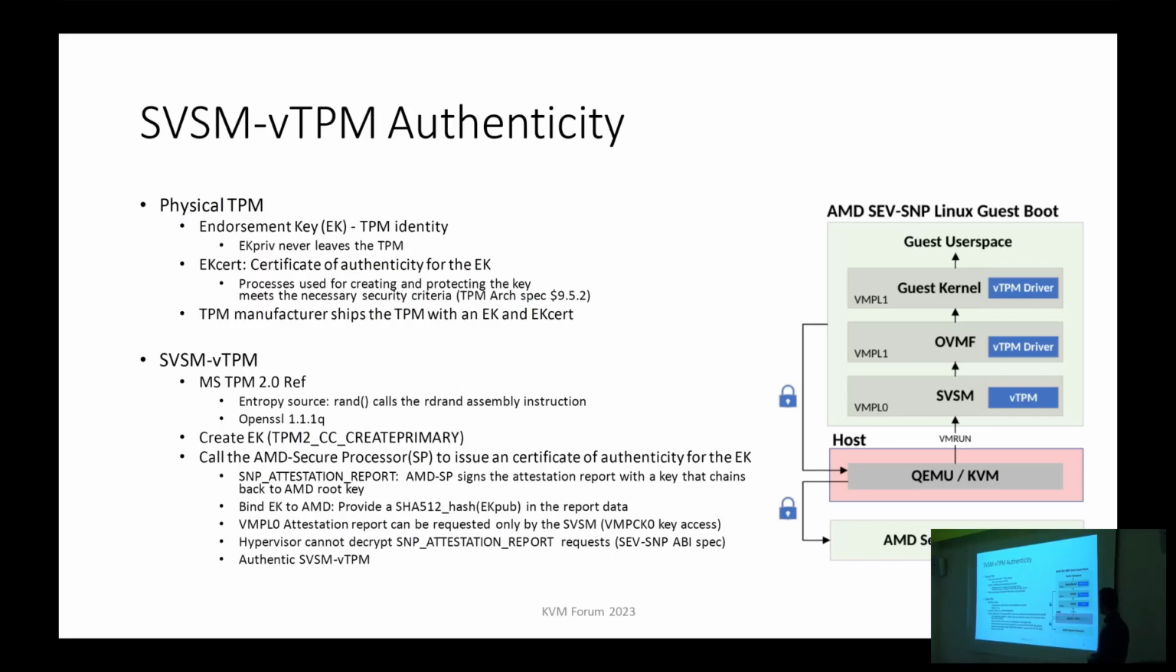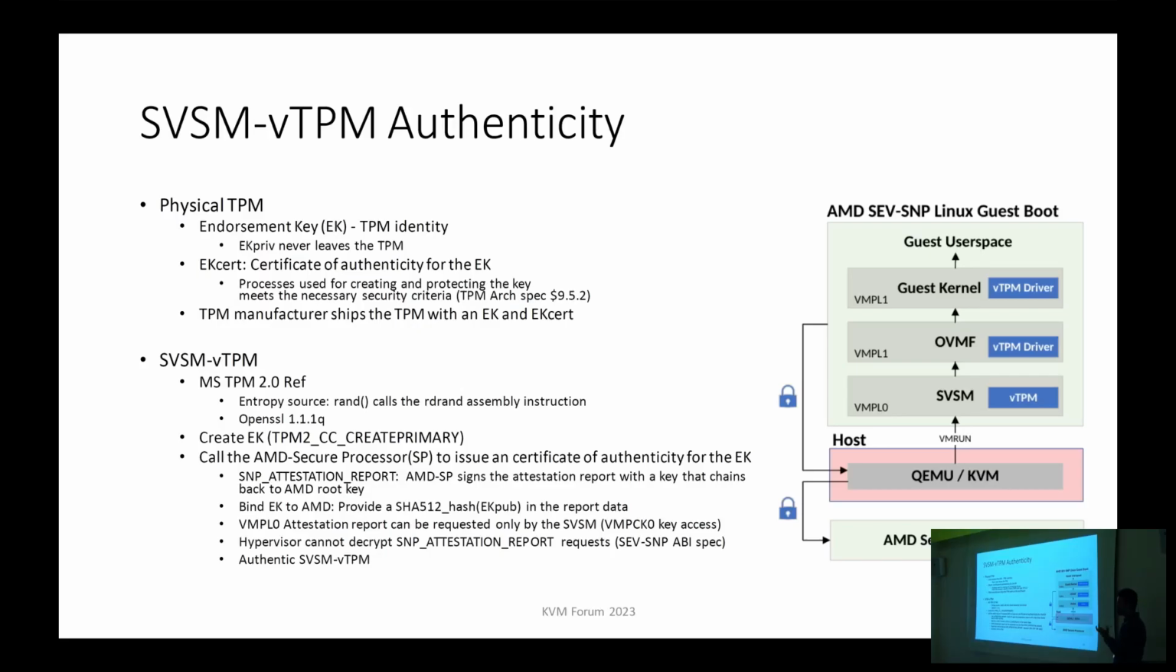But still, there is a question. How do we make sure that this attestation report was created by the SVSM? How can we ensure that the EK was created by the SVSM and not by any other software component or even another SVSM in another guest? Well, the attestation report also takes a VMPL level. So we request a VMPL 0 attestation report. And since only the SVSM runs in VMPL 0, it's the only one that can request an attestation report for VMPL 0.